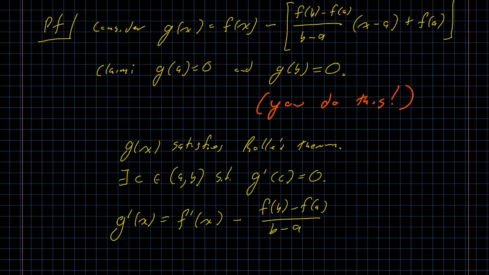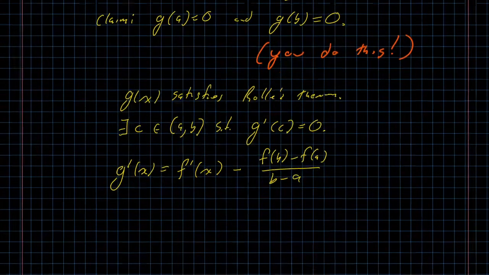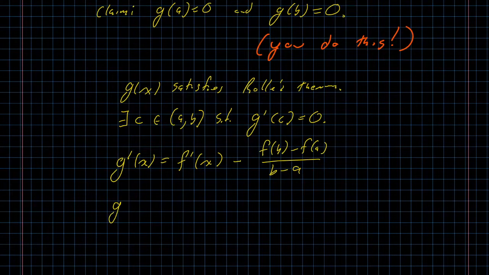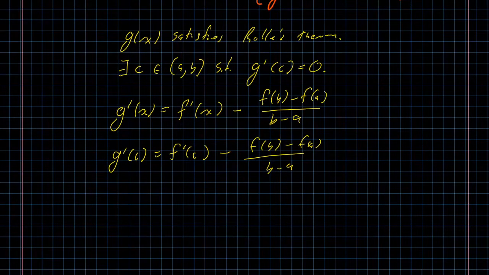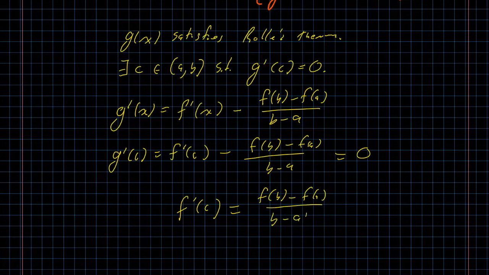So I get that g prime of x is equal to f prime of x minus f of b minus f of a all over b minus a. And g prime of c then is f prime of c minus f of b minus f of a all over b minus a. But g prime of c is 0, so I get that this is equal to 0, which means that f prime of c is in fact equal to f of b minus f of a all over b minus a, which is what the theorem said we were going to get.